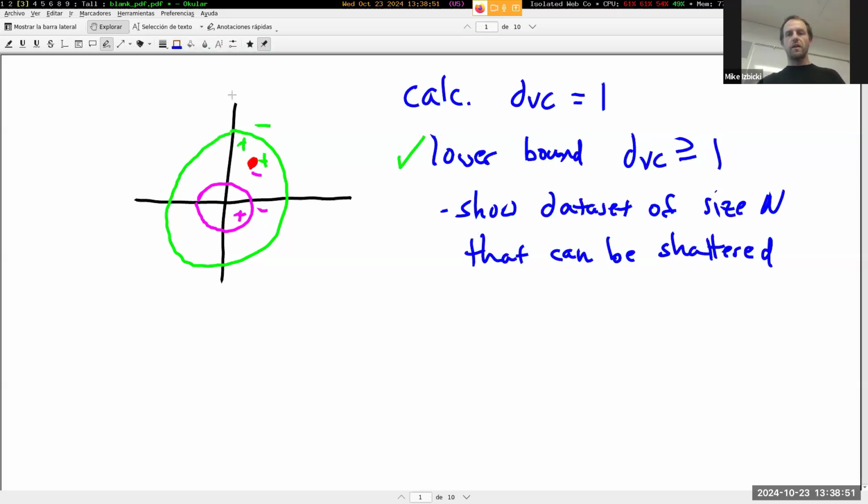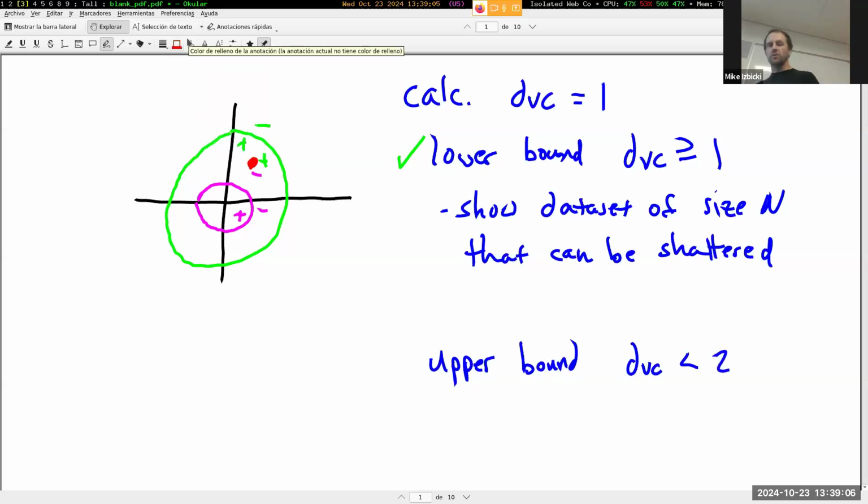And then in order to show that the DVC is less than 2, getting to the actual question, the upper bound here, showing that the DVC is strictly less than 2, we need to argue that for any possible 2 points, there is no way that we can shatter them. I'll first show why these 2 points as they are cannot be shattered, and then I'll argue why these 2 points are representative of all possible data sets.